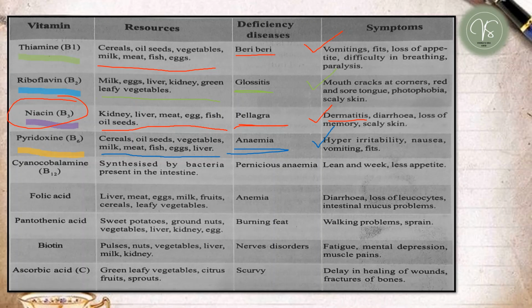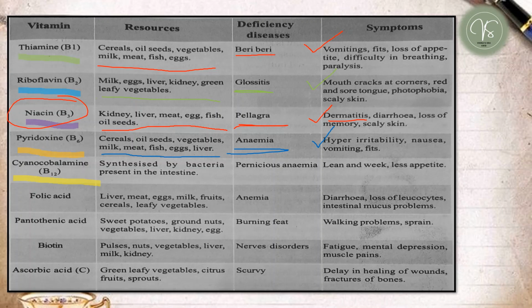The next vitamin is cyanocobalamin, vitamin B12. It is said that vitamin B12 plays an important role in metabolism of nucleic acids and protein synthesis. And this vitamin is not found in any food. It is synthesized by the bacteria present in the intestine, and it is stored in the liver. That is, the liver is the main site where vitamin B12 is stored.